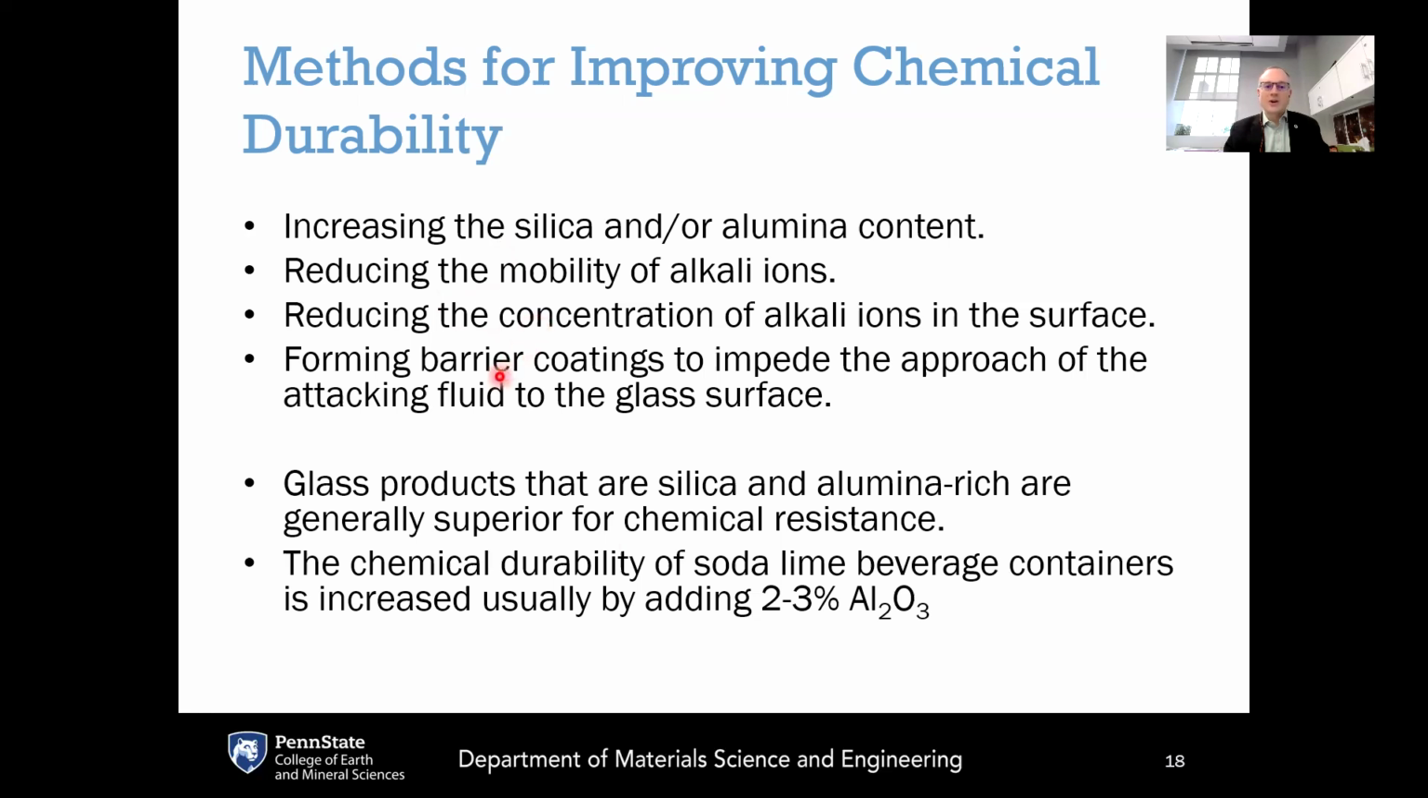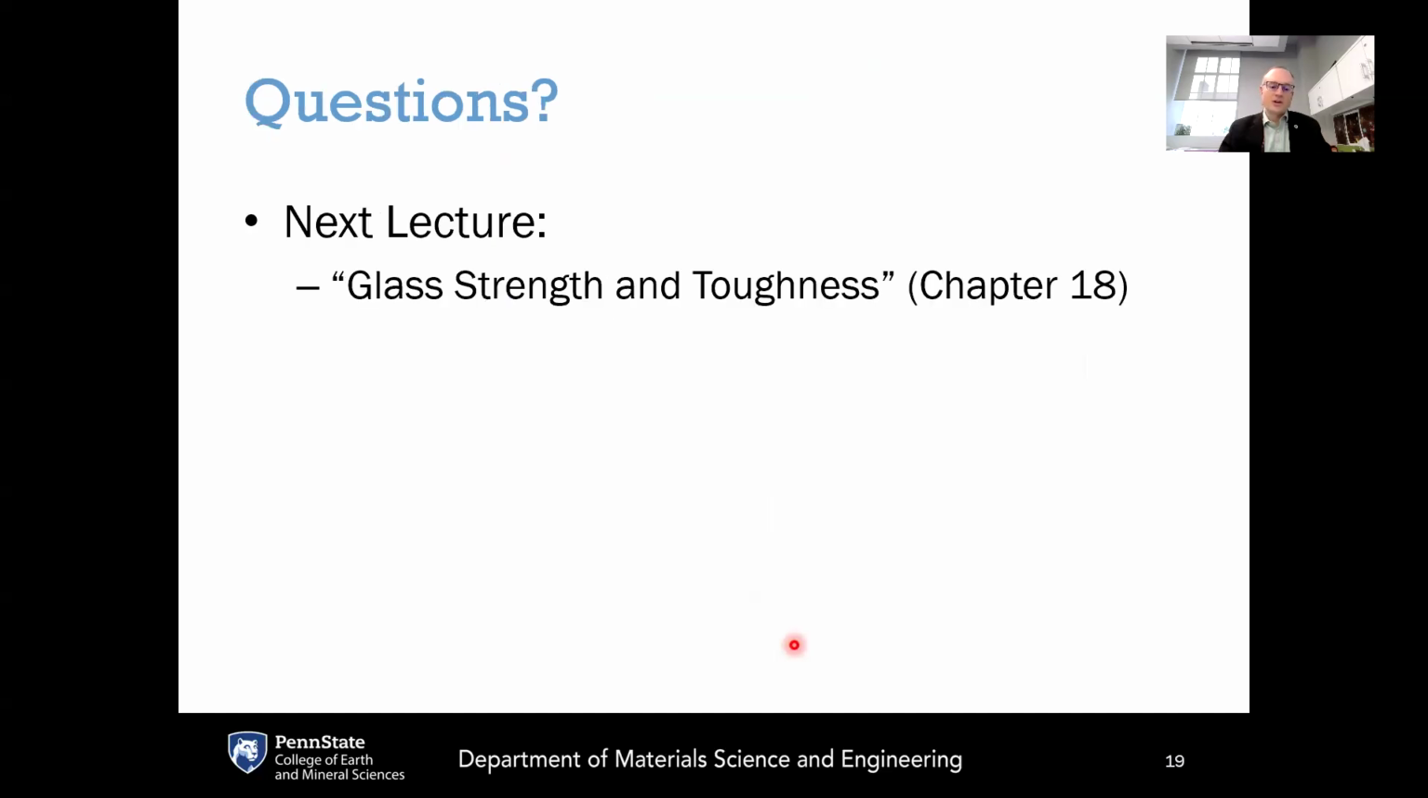Glasses could also be coated and have barrier coatings to impede the approach of the attacking fluid to the glass surface. Some things that we note are that glass products that are silica and alumina rich are generally superior for chemical resistance, and the chemical durability of soda lime beverage containers is usually increased by adding about 2 to 3% of alumina, because that does lead to a much better chemical corrosion resistance for those applications.